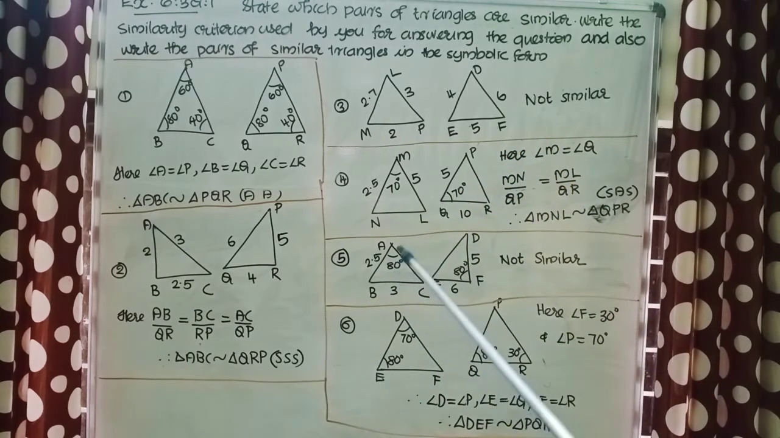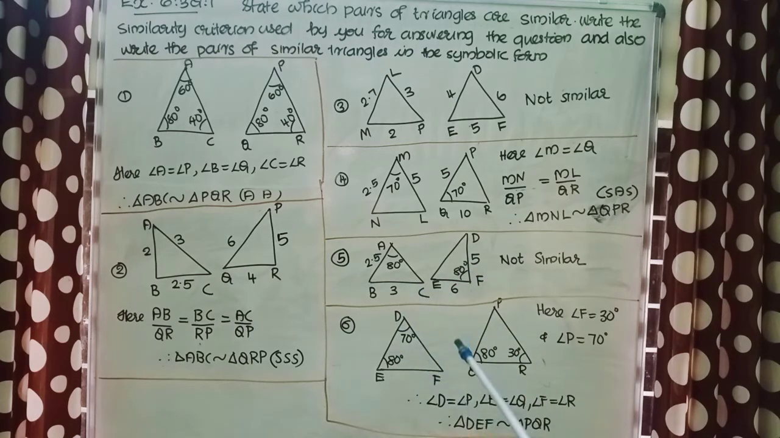Next triangles are triangle ABC and triangle DEF. Here AB 2.5, angle A 80 degree, BC 3. This angle A is not an included angle, you can see. Then second one, triangle DEF, DF is 5, EF is 6, angle F 80 degree. We can say they are not similar.